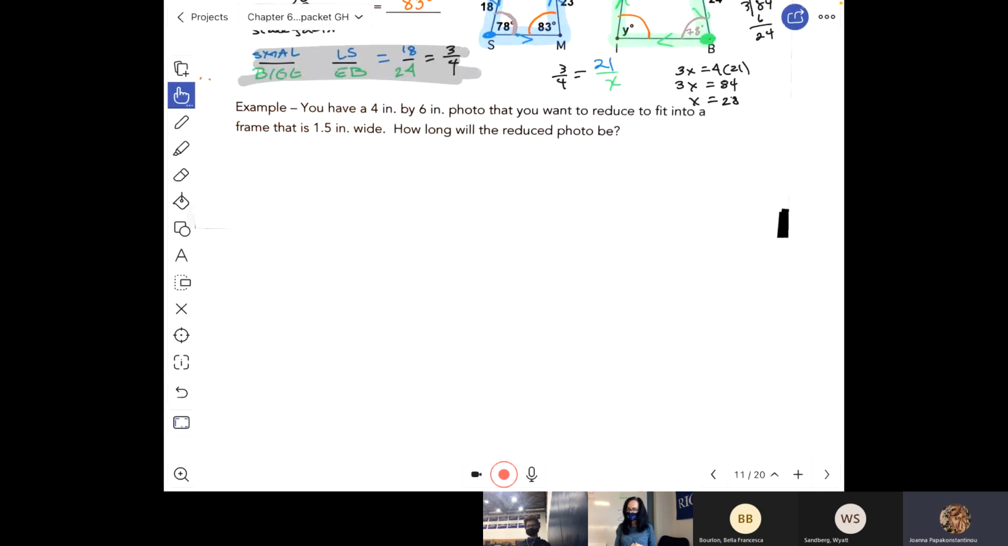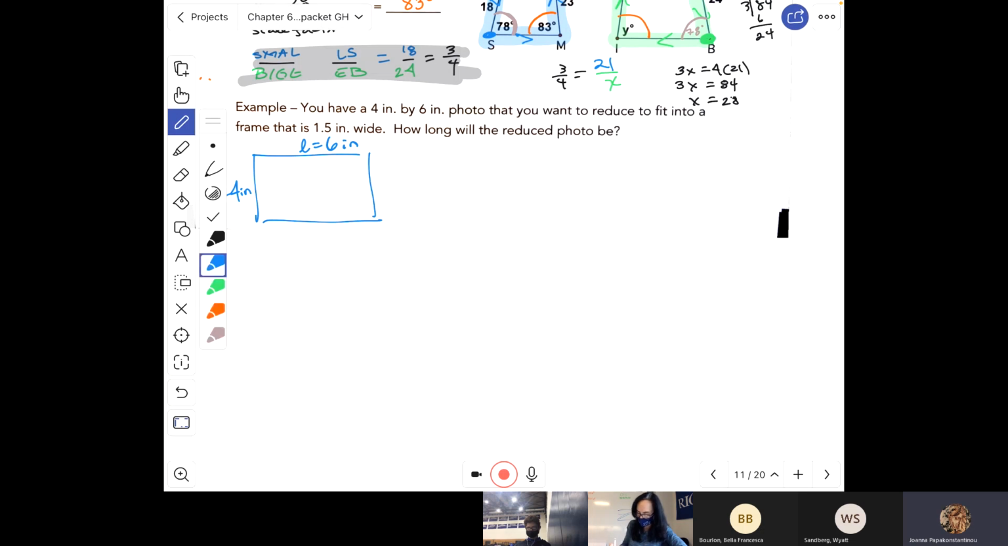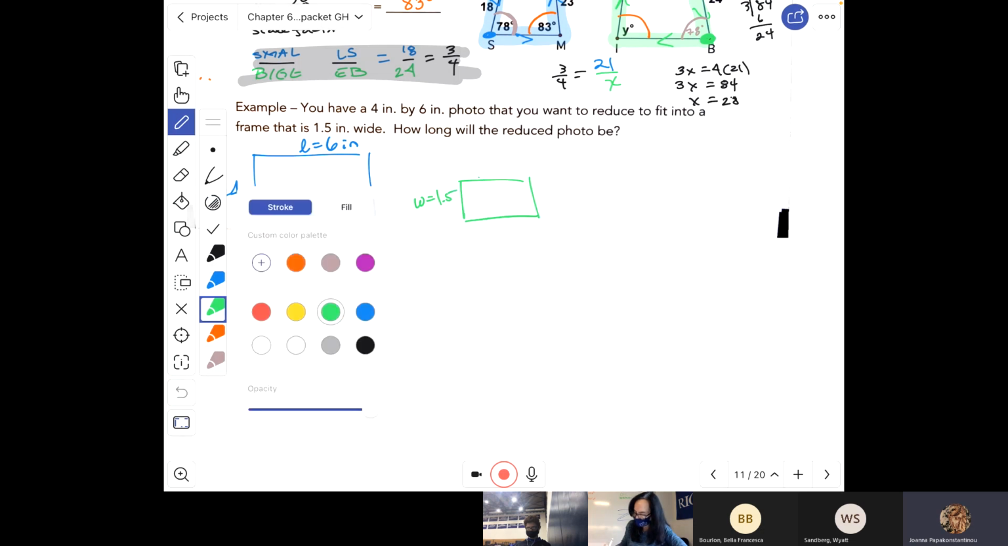I'm gonna draw some pictures. I have a 4x6 photo. So I'm gonna say my width is 4, my length is 6. Oh, it's inches. And I want to reduce it to fit a frame that is 1.5 inches wide. How long will the reduced photo be? So I'm looking for the length here.